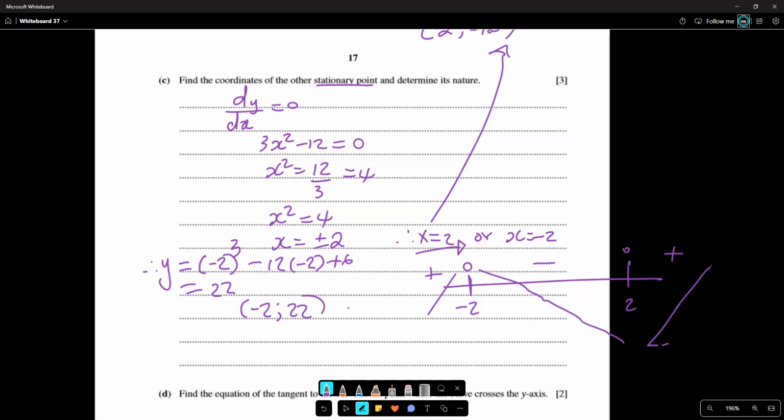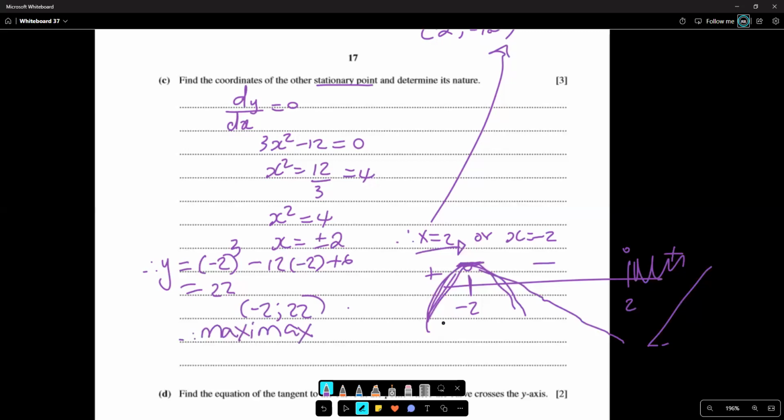Then here, it increases. Remember, when the gradient is positive, it means increase. So you can see that your curve is facing like this, right? So obviously, this is the highest point. The graph is concave down. So this is maximum.